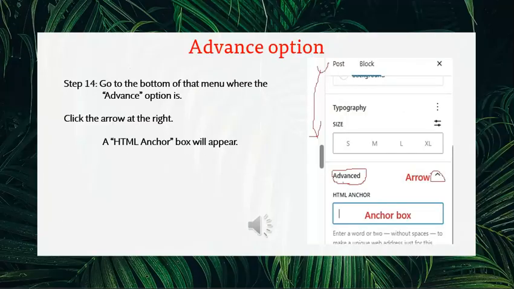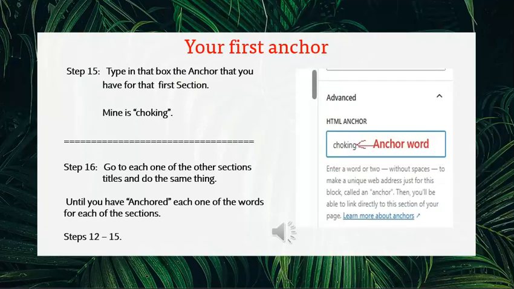Advanced option. Step 14. Go to the bottom of that menu where the Advanced option is. Click the arrow at the right. An HTML anchor box will appear. Your first anchor. Step 15. Type in that box the anchor that you have for that first section. Mine is choking.